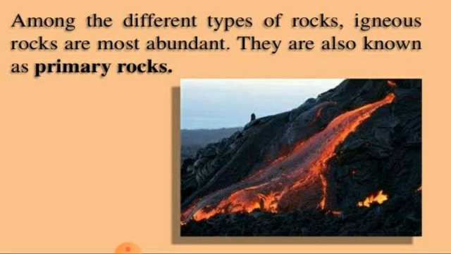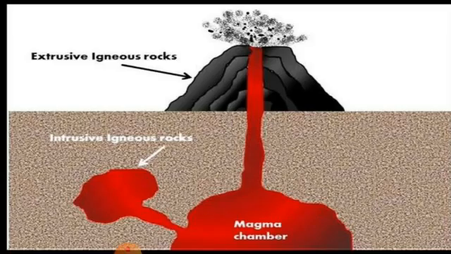Among the different types of rocks, igneous rocks are most abundant, more plenty. They are also known as primary rocks. There are two types of igneous rocks. One is extrusive igneous rocks and the other one is intrusive igneous rocks. Let us see what extrusive igneous rocks and intrusive igneous rocks are.